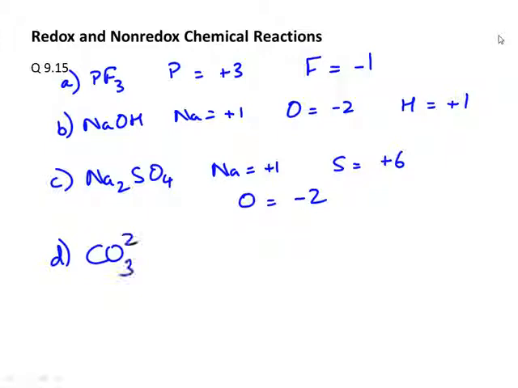Carbonate anion this time. Carbon in this anion has an oxidation state of plus 4, and each oxygen in this has an oxidation state of minus 2, so that there's a residual charge of minus 2 for the whole carbonate anion. But the process of determining oxidation states for each element doesn't change, it stays the same.